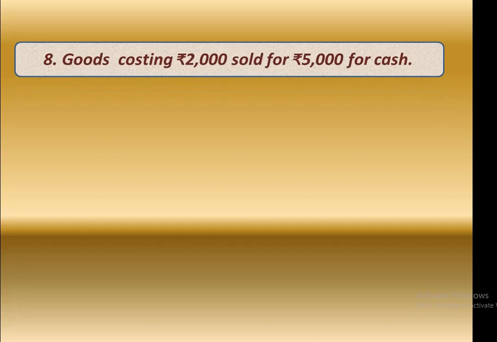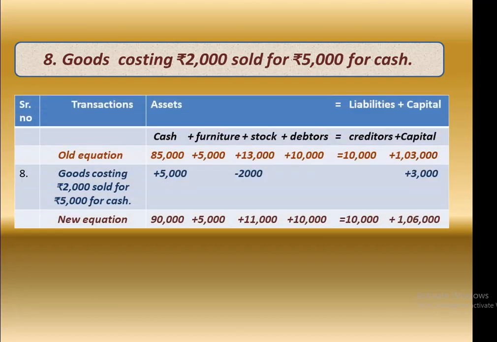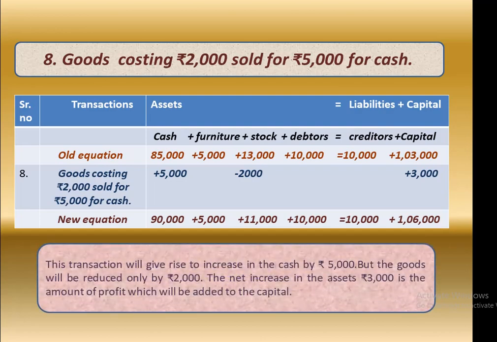Next transaction. Goods costing rupees 2,000 sold for rupees 5,000 for cash. Here is the treatment. This transaction will give rise to increase in cash by rupees 5,000, but goods will be reduced only by 2,000. The net increase in the assets, rupees 3,000, is the amount of profit which will be added to the capital.